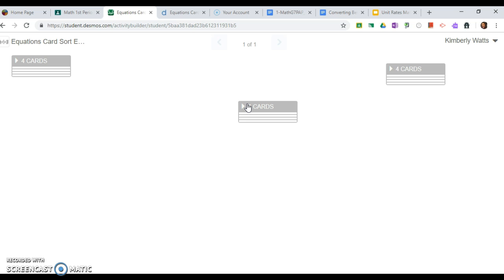You do not have to submit it. After you have your card sorted out, I can see from my end if you did it correctly. And remember, each equation is half a point, so you can earn up to 5 extra credit points.